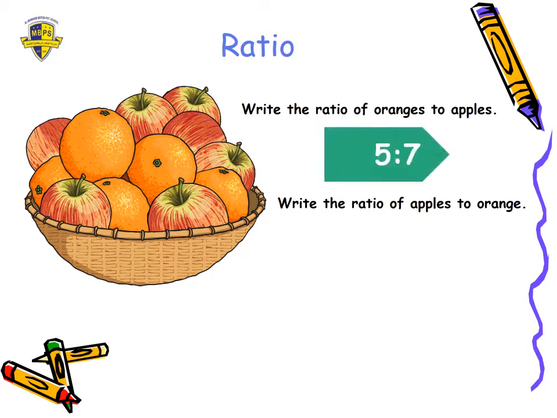The second question, write the ratio of apples to oranges. So here you have to start with apples. Good. So this is 7 to 5.